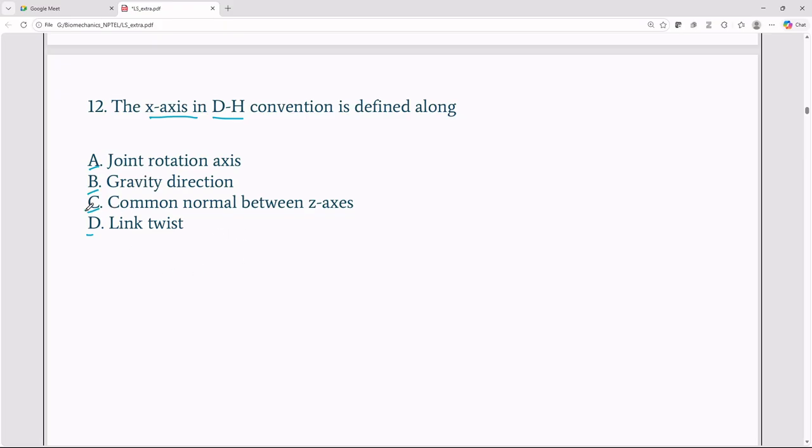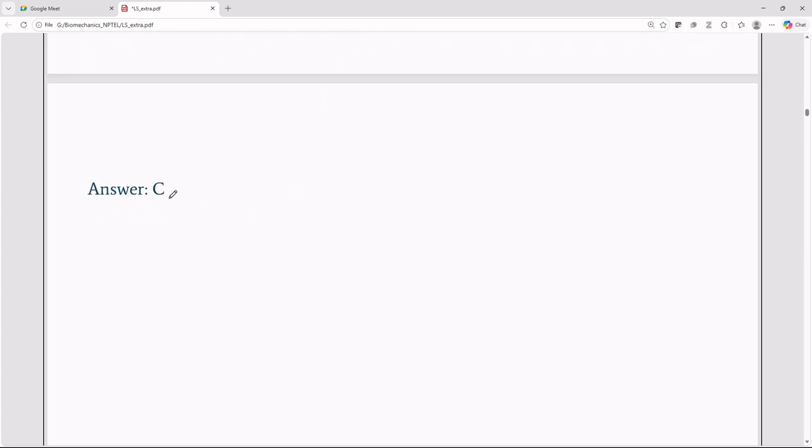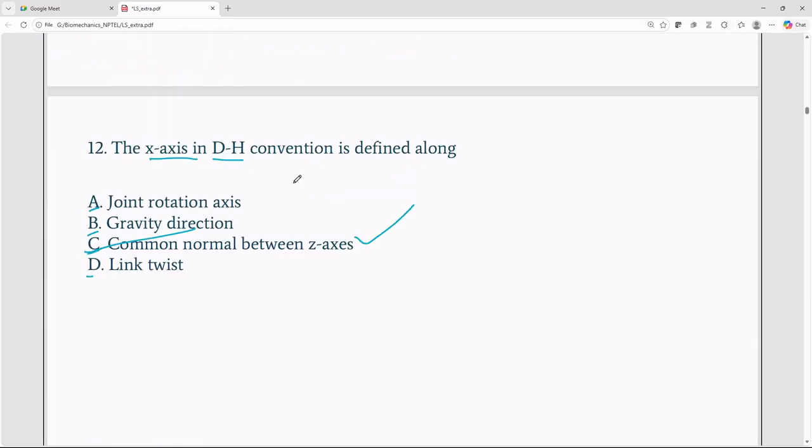Correct answer is option C, common normal between z axes. The common normal between the z axes is the direction of the x axis.